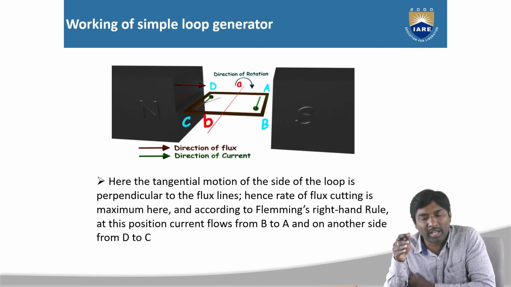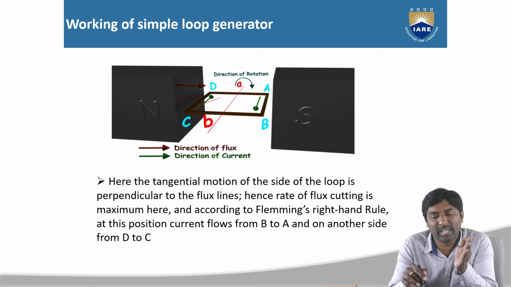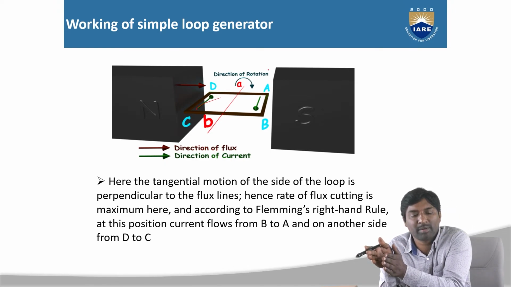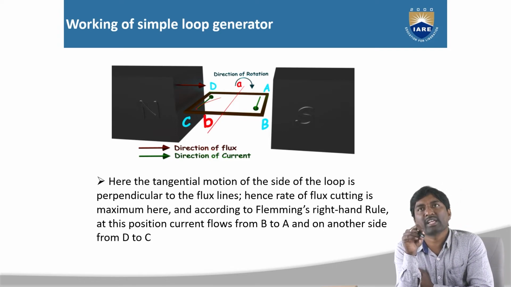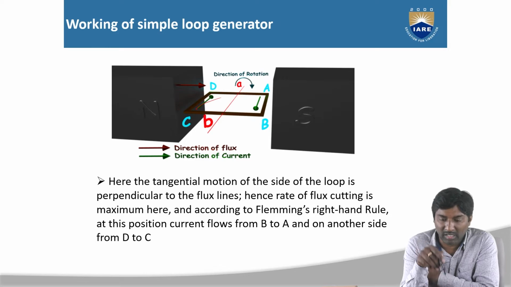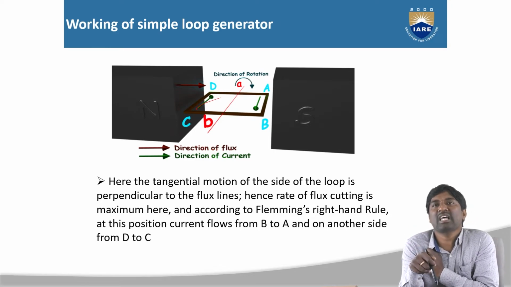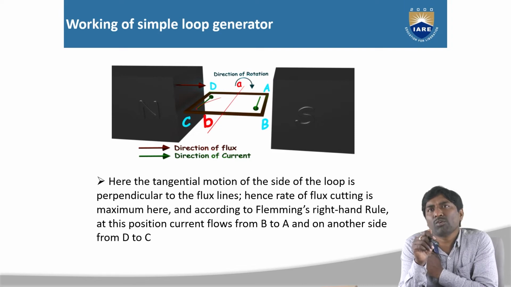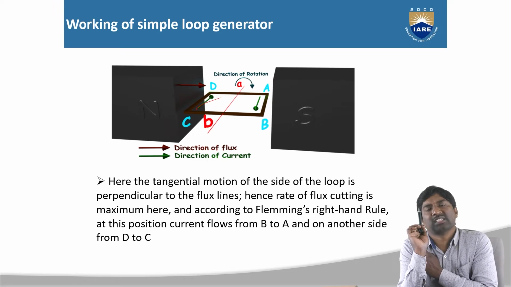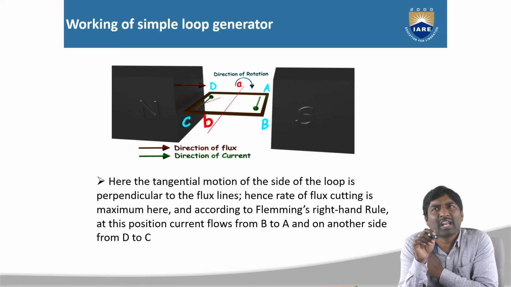So now again I am rotating. AB is on the south pole side and CD is on the north pole side. If you are rotating again, in the direction of rotation of the conductor, now again there is current here, because the tangential motion of the side of the loop is again perpendicular to the flux lines here. Again perpendicular to the flux lines here. Hence the rate of flux cutting here is maximum.